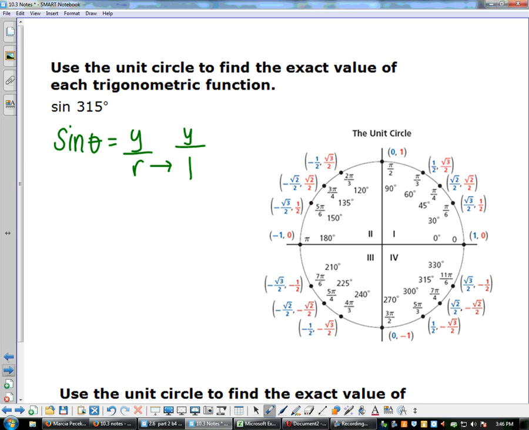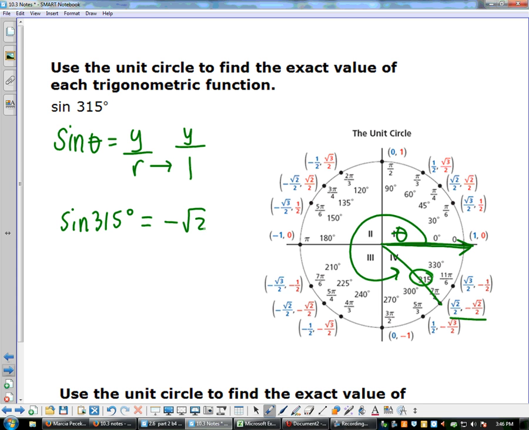So on my unit circle, I'm going to find out where 315 degrees is. So again, my angle would be starting here, and it would be ending up down here and wrapping all the way around this way with a positive angle in that case. So my ordered pair is radical 2 over 2, comma negative radical 2 over 2. So the sine of 315 degrees will be the y value at that ordered pair, which is going to equal negative square root of 2 over 2.